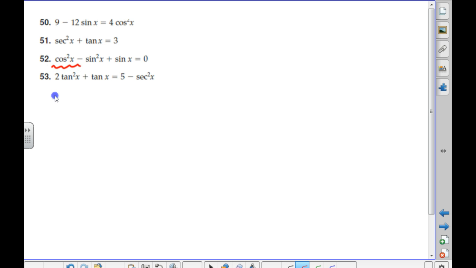We need to do a trade. There's a double angle trade we could do here for cosine squared minus sine squared, but I don't think that's what we should do. I think we should do, what could we trade for plain old cosine so that we had only sines in this question? Cosine squared is, I got 1 plus cosine 2 theta over 2. How about, what could we trade with your basic trig identities? Basic Pythagorean identity. 1 minus sine squared.